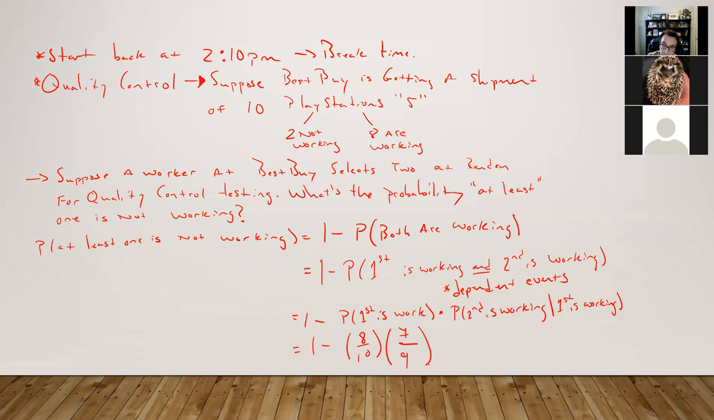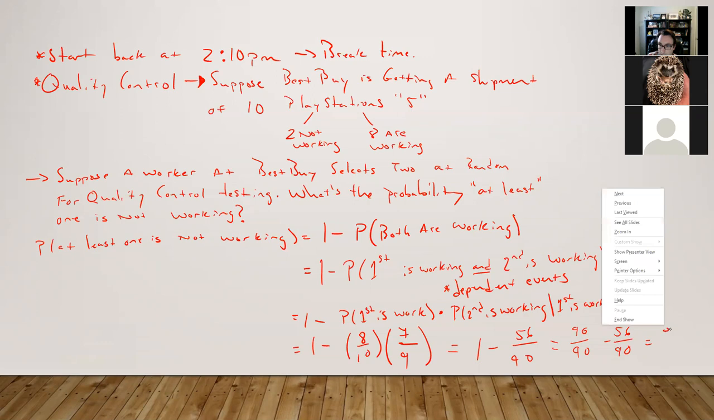So this ends up being 1 minus, 8 times 7 is 56, 10 times 9 is 90. So changing the 1 to 90 over 90, minus 56 over 90, I think you end up getting 34 out of 90. And that's your answer.